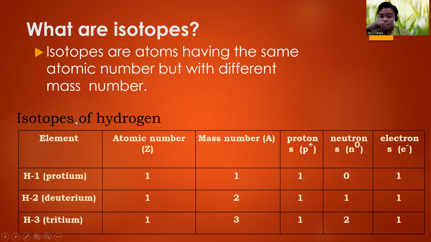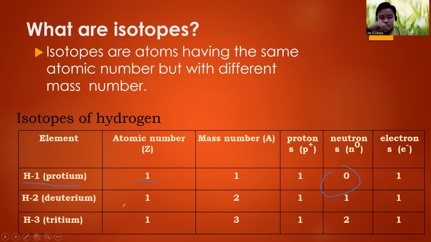So it changes. For example, the isotopes of hydrogen. We have here protium. Atomic number is 1. The mass number is still 1. So the protons is 1. The neutrons is 0. How to get the neutrons? It's very easy. Mass number minus atomic number equals neutrons. So 1 minus 1 is 0. That's why it's 0 here. And the electrons is 1 because electrons are the same as the atomic number.